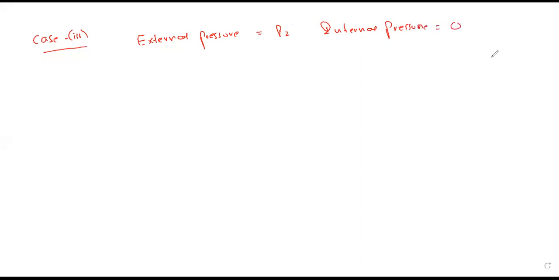Case 3. Now, what is case 3? So let us take that the external pressure which is acting on the cylinder is P2 and the internal pressure is 0. So that means there is a cylinder, there is only an external pressure. Okay. So there is no internal pressure at all.